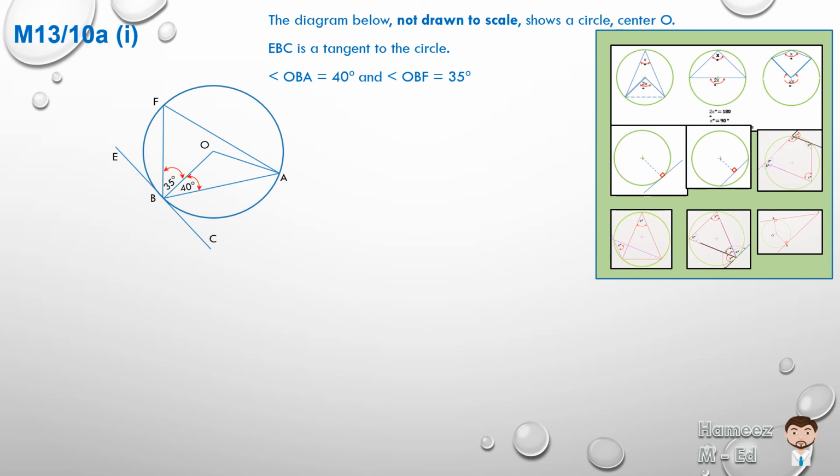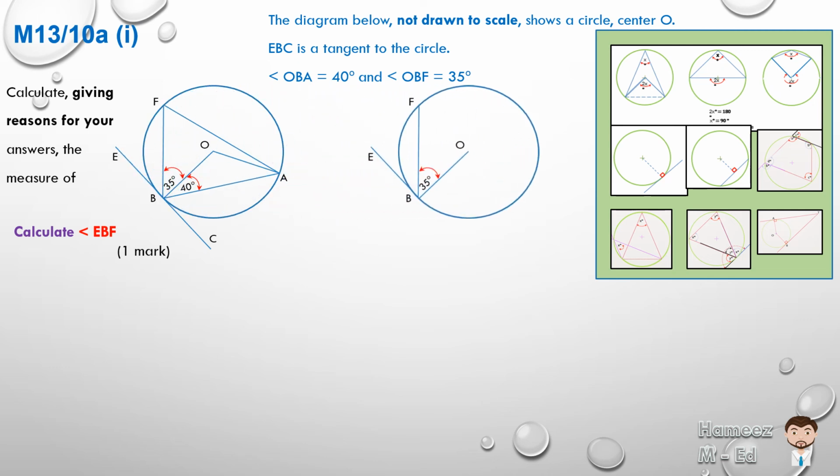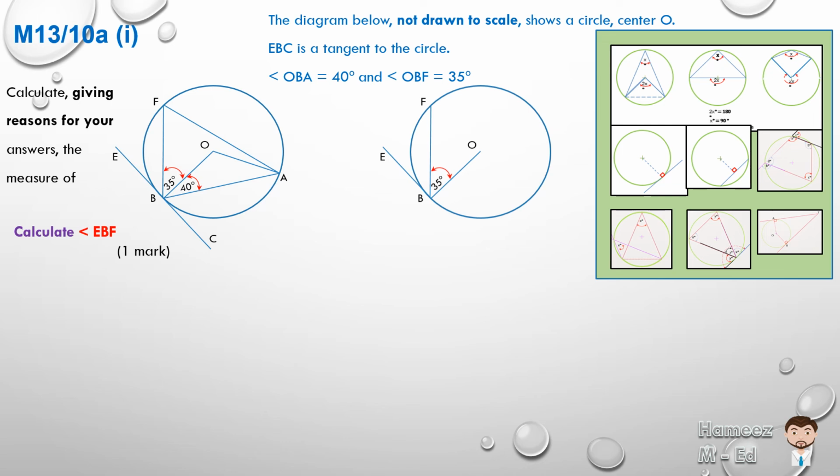Sometimes questions are given where the information is written up on top, but it is not put into the triangle or the diagram that's given. In this case, it is. So calculate, giving reasons for your answers, the measure of EBF, that angle. So let's extract it. And if we look at the fact that EBF, that angle, uses the line EB. EB is a tangent to the circle.